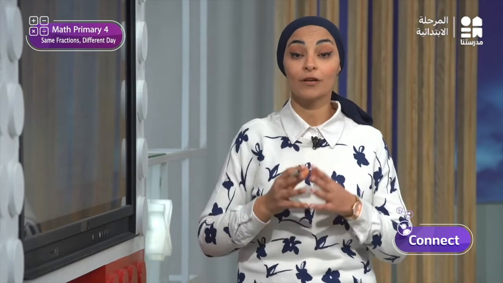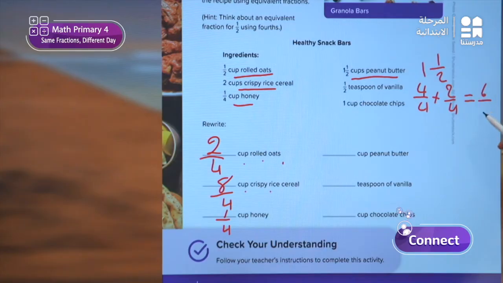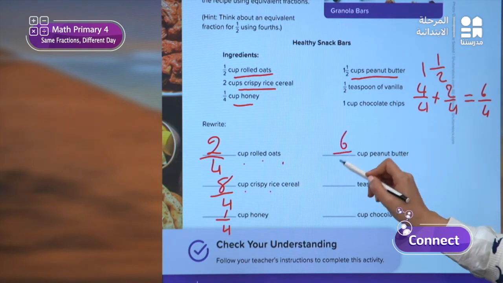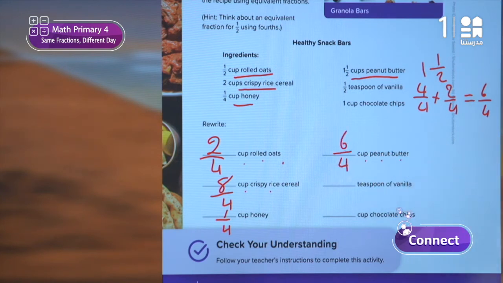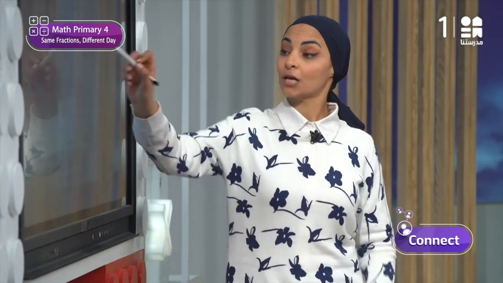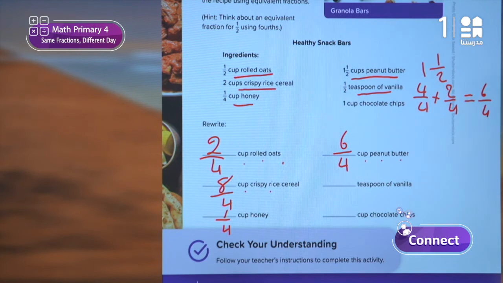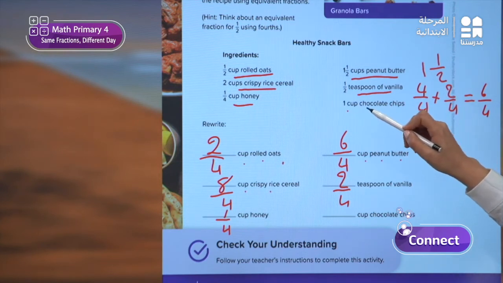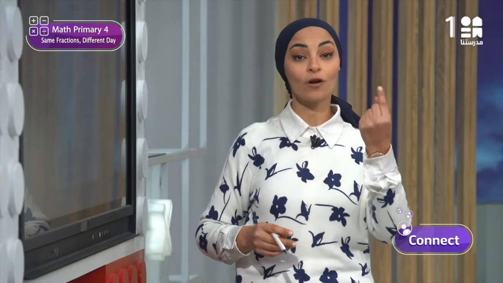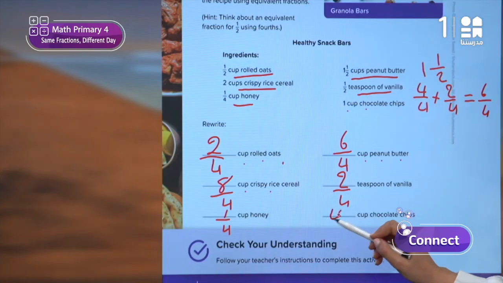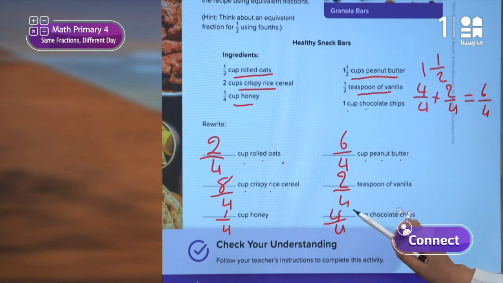So I have how many fourths? I have 6 fourths. So she will need 6/4 cup peanut butter. Right? Okay, let's see the next ingredient. She wants to use half teaspoon of vanilla. We already know that half equals 2 over 4. And the last one, she needs to use 1 cup chocolate chips. We already know that 1 whole is how many fourths? Of course, 4 fourths. So she needs 4/4 cup chocolate chips.